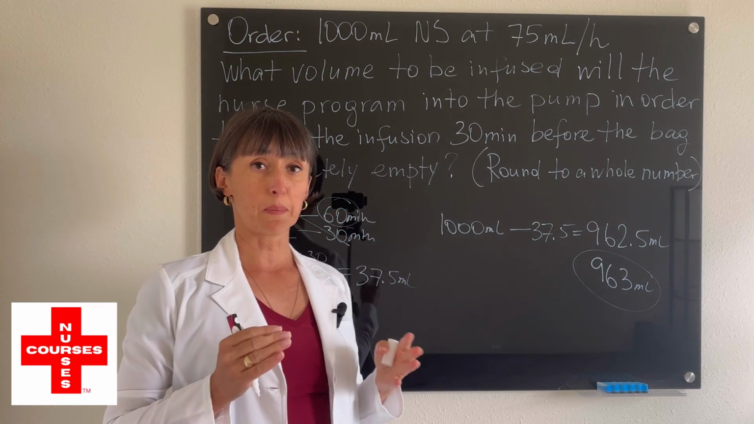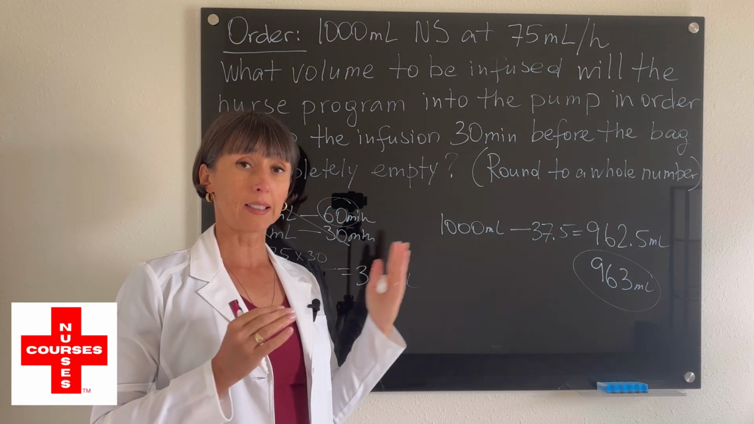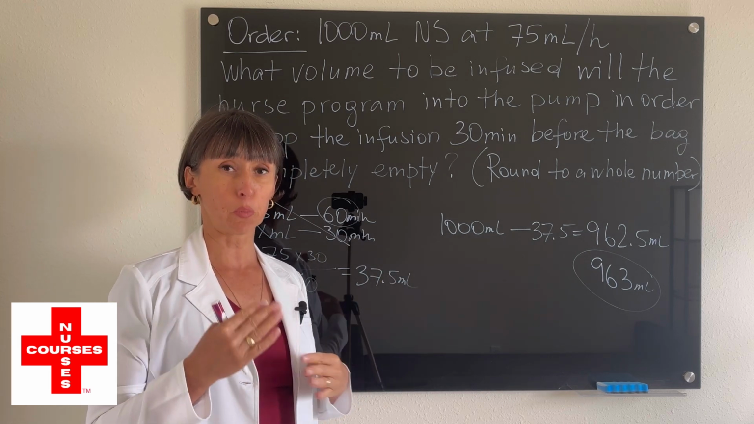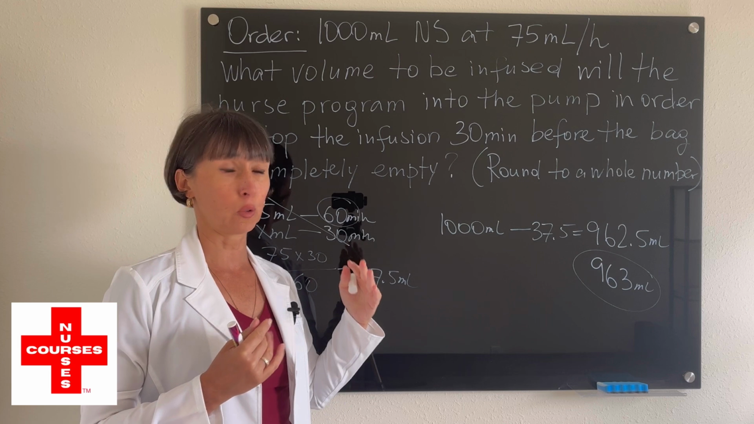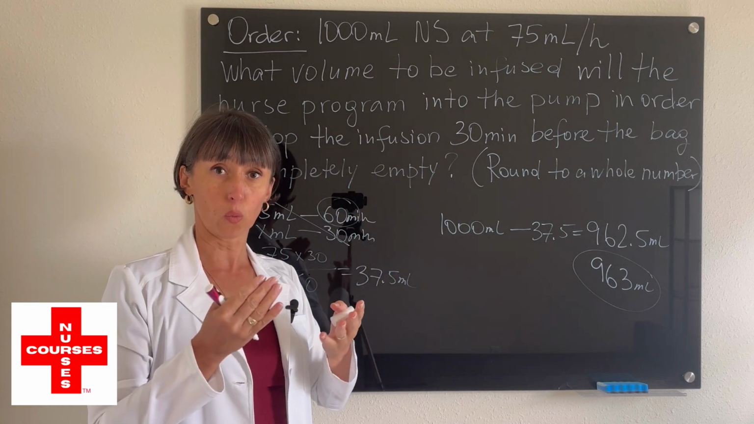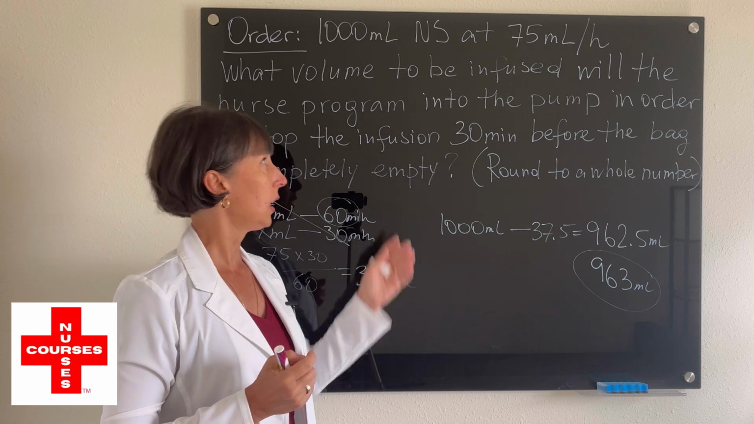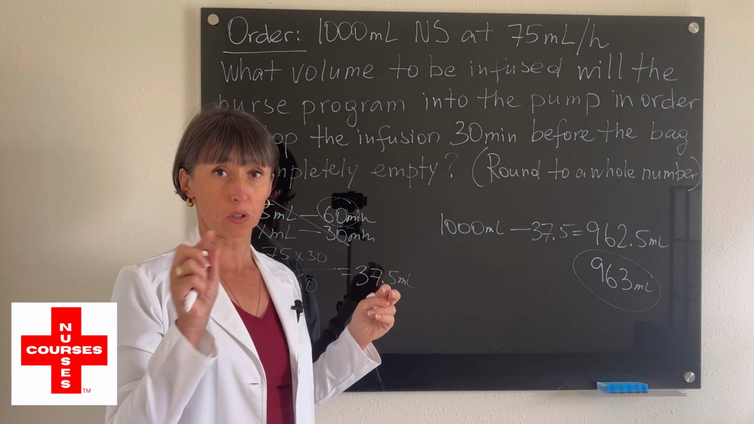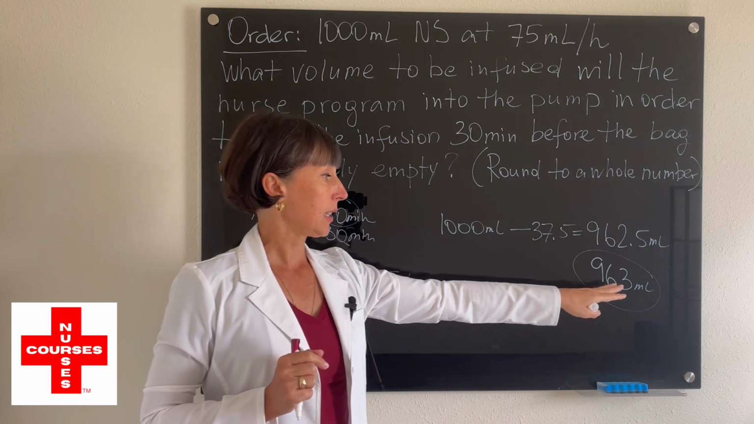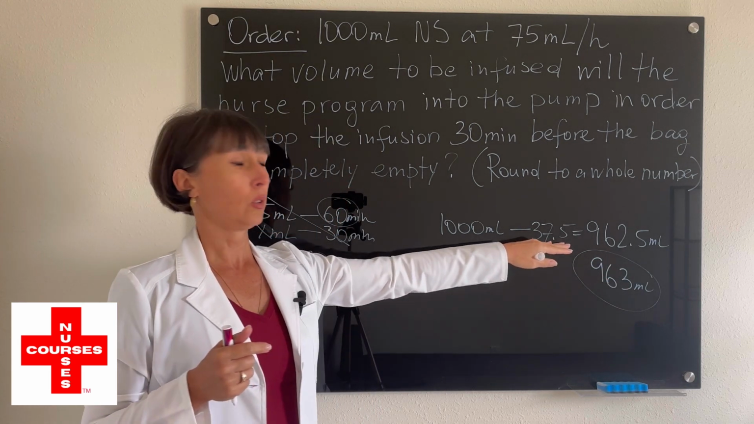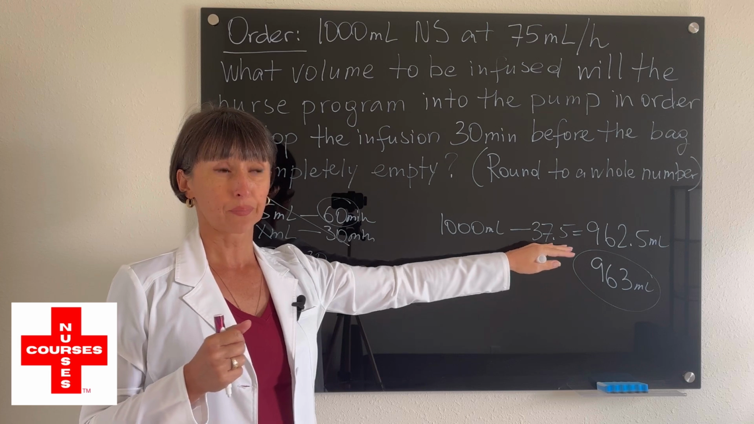So when you're programming the pump, not only do you put the rate, like we talked about, the milliliters an hour rate that you want the pump to be infusing your medication or your fluid, but you also need to tell the pump how much it is that you want the pump to infuse, right? And it's called volume to be infused. When you work with the pump, that's what you will be looking for. And in this case, it's 963 milliliters will infuse, and we will hold 37.5 in the bag.